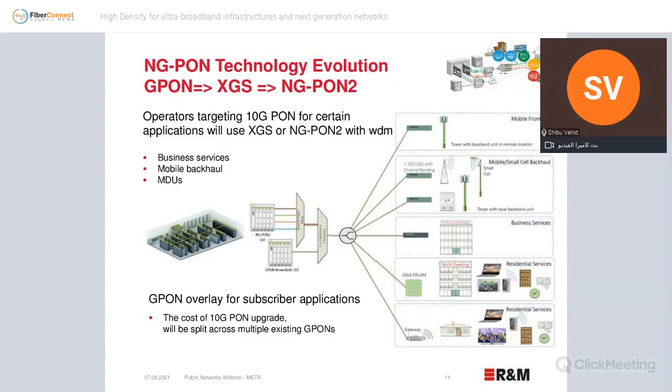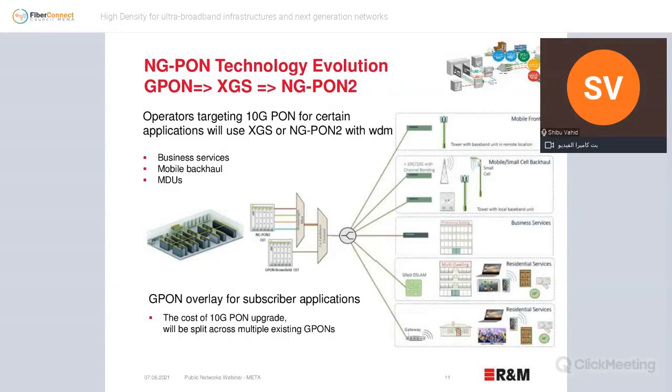And you know that there is a great evolution happening from GPON to XGS to NG-PON. And during this advancement, what is actually changing is basically the throughput and the bandwidth requirement is exceedingly going to 10 gigabit per second compared to the 40 gigabit per second compared to the gigabit PON and the 10G PON, which is prevailing already in the network.